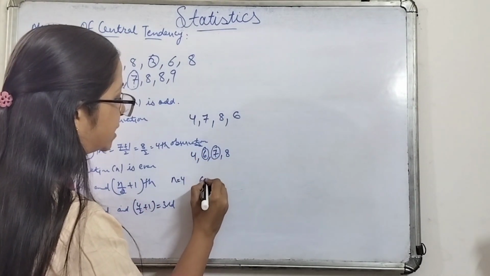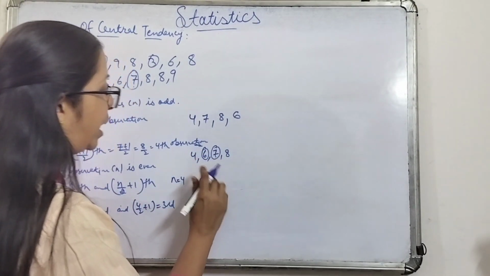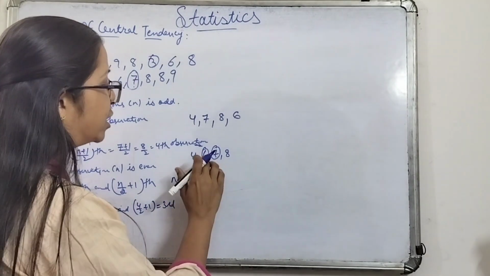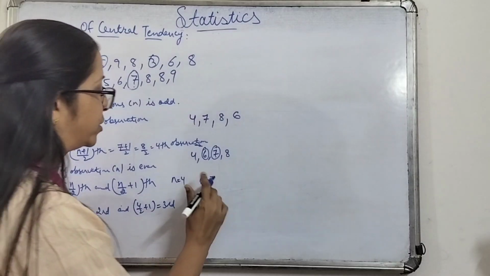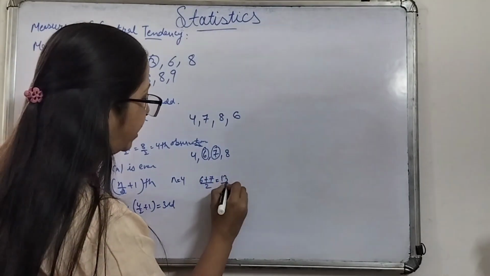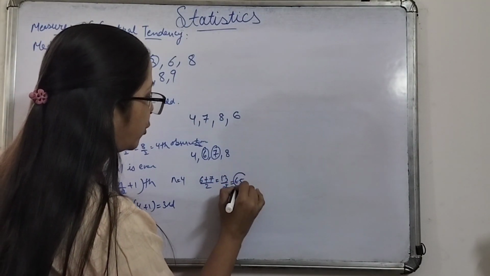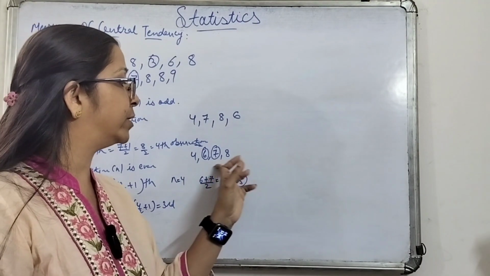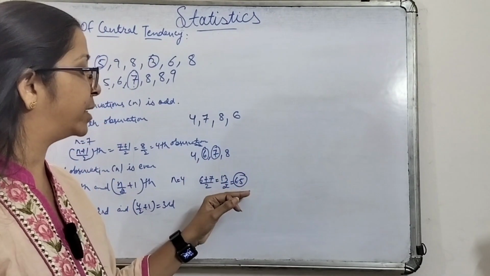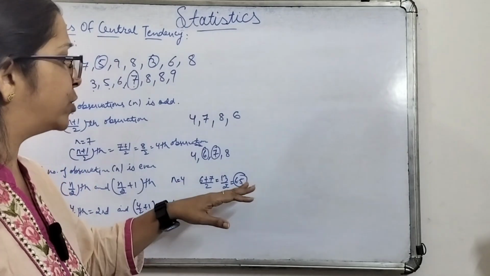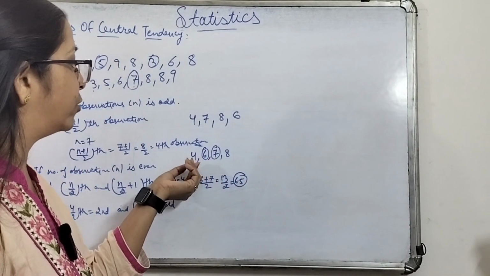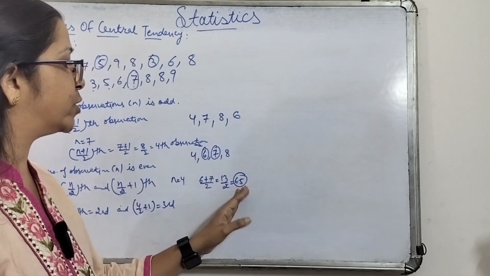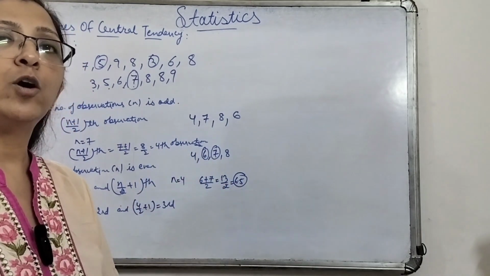That will be 6 plus 7 by 2. Average means adding these two divided by the number of observations, that is 2. Sum of observations divided by number of observations. 6 plus 7 is 13 by 2, or we can say 6.5 will be the median. Over here 6.5 is not any of the observations, but still the median is coming as 6.5. So it is not compulsory that the median will be one of the observations. It is even possible that the median is not an observation.